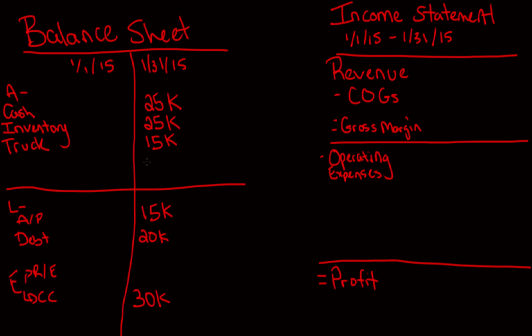So what is our total assets? It's $65,000, and our liabilities plus equity are also $65,000. Great. On the next video, we'll walk through the month of February and see how certain transactions move from the balance sheet to the income statement.